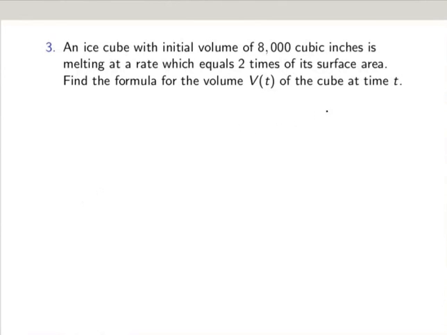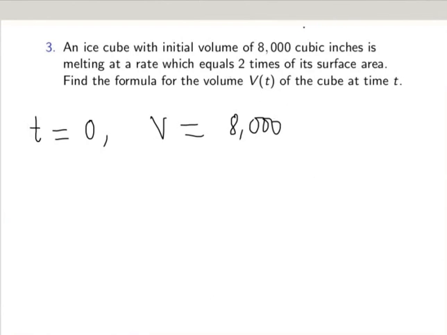Now we let V(t) be the volume of the cube at time t. So first, what does it mean? The unit for V will be cubic inches, but we can ignore the unit now. Let's say that t equals 0. At time 0, V equals 8,000. But let's write out the differential equation.